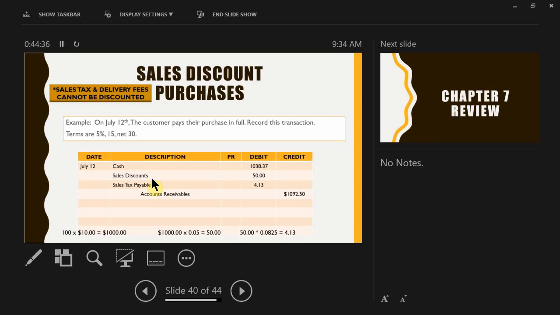So wait a minute, you subtracted it out and then you put it back? The 1038.37 is the amount less the $50 and the $4.13, right? 1038.37 is the 1092.50 less the 54.13. Okay, so you took it out and then you put it back in? No. Because the 1038.37 is the amount less the 54.13, right?